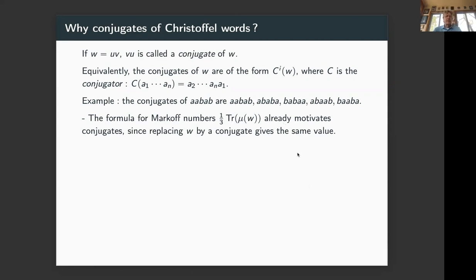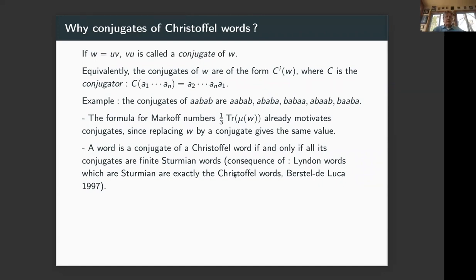Well, now, if you remember the formula for the Markov number, this is 1/3 of the trace of mu of W. You see that actually, if you replace W by a conjugate of itself, it gives the same value, because the trace is invariant under conjugation of matrices, and because mu is a homomorphism.